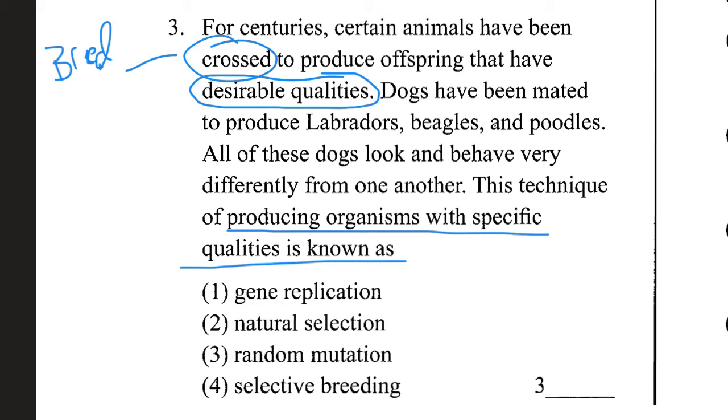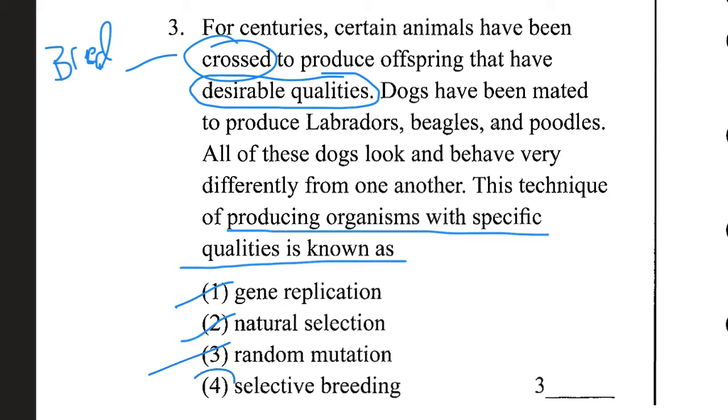We're not copying genes here, we're trying to pull out the best traits, so that is not correct. Natural selection is a natural process where favorable traits that help an organism to survive in the ecosystem naturally become more prominent. However, that does not involve humans, so that's not going to be the answer. Random mutations happen on their own at any time, and they may lead to specific traits that are desirable, but the individuals are not being bred specifically for those desirable traits. They're just appearing randomly.